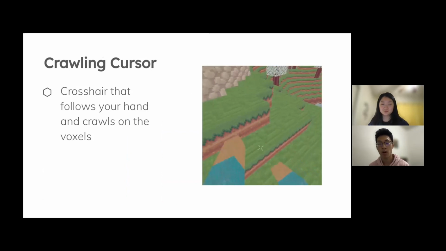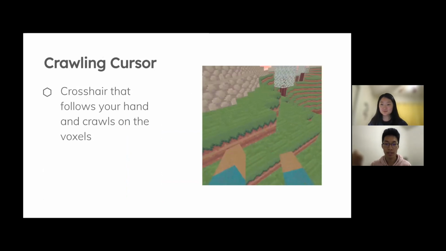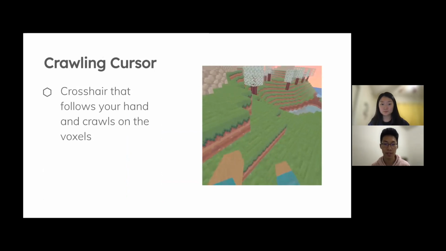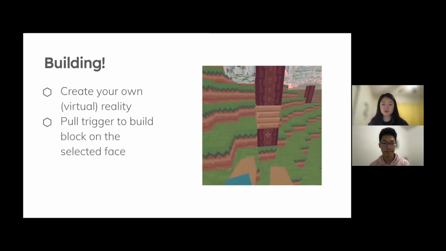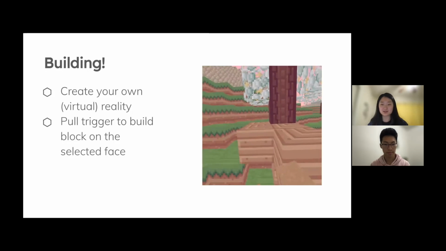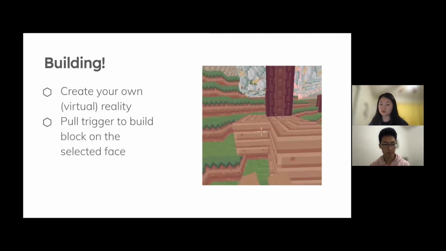We also implemented a crawling cursor, which basically follows your right hand and shows exactly which face in the world you're highlighting, and it will adapt its display based on the 3D objects in the world. So using that crawling cursor, we have building, where you can create your own virtual reality. And it's super simple. All you have to do is pull the trigger on your right hand to build a block on the selected face.